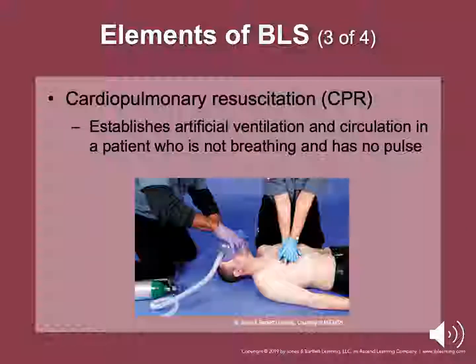All right, cardiopulmonary resuscitation establishes artificial ventilation and circulation in a patient who is not breathing or has no pulse. CPR steps: open up the airway with a jaw thrust or head tilt chin lift maneuver. Perform at least 30 high-quality chest compressions to a depth of 2 to 2.4 inches in the adult at a rate of 100 to 120 per minute to circulate blood to vital organs. Provide rescue breaths via mouth-to-mask ventilation or bag-mask ventilation. Administer 2 breaths, each over 1 second, while visualizing chest rise.